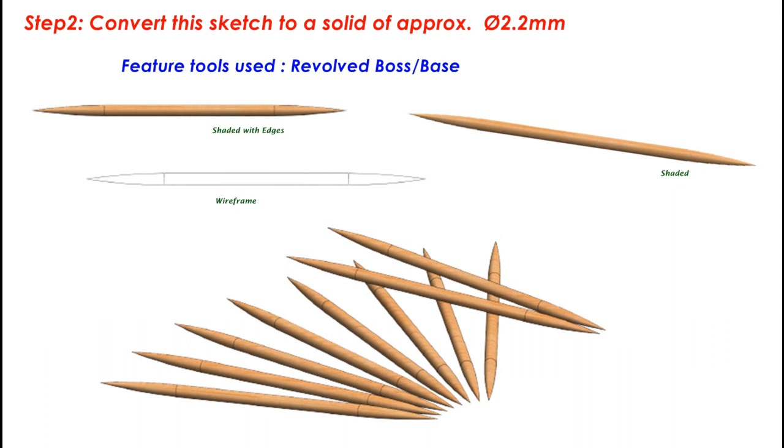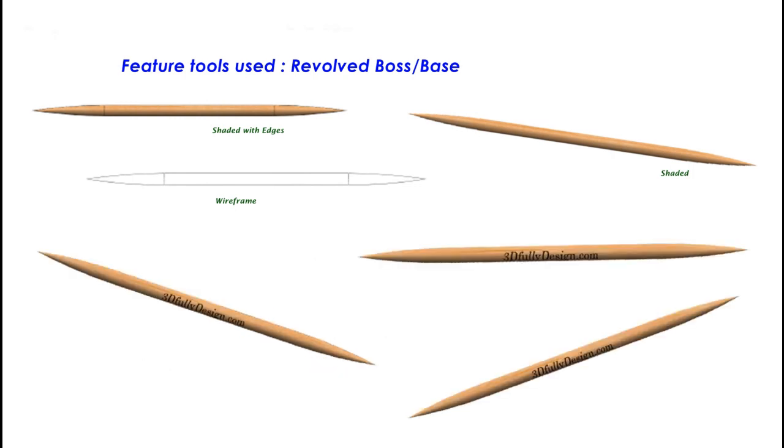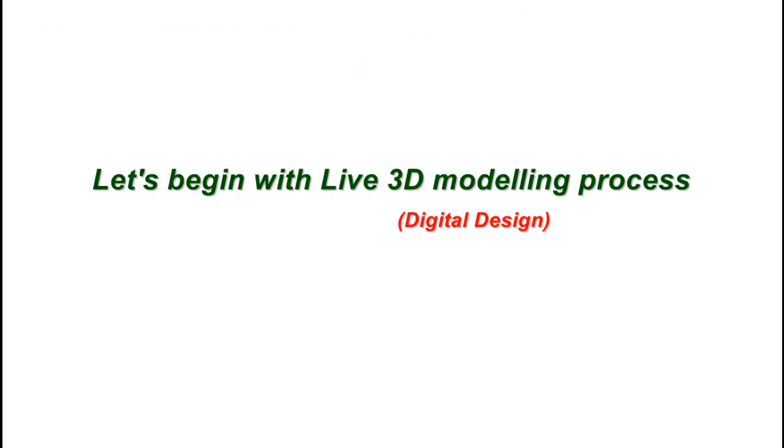Here you can see the different states of the 3D model, like shaded with edges, shaded, wireframe, and also at the bottom you can see a group of toothpicks put together as a bunch of toothpicks. Here you can see the same toothpicks with 3dfullydesign.com written on it. Let's begin with the live 3D modeling process.